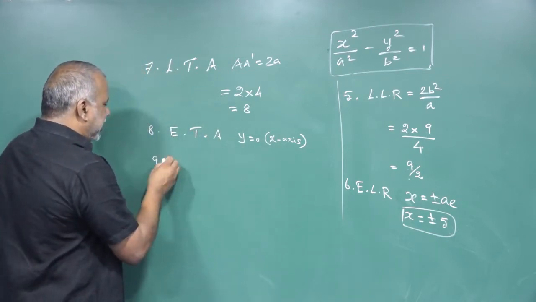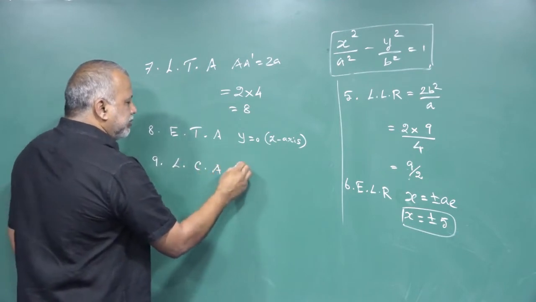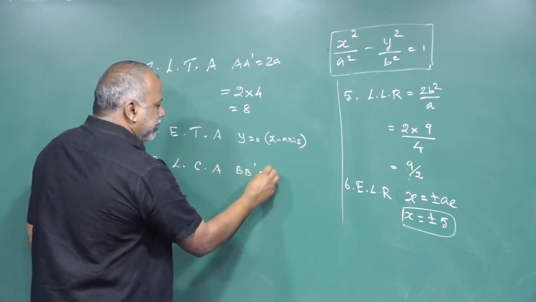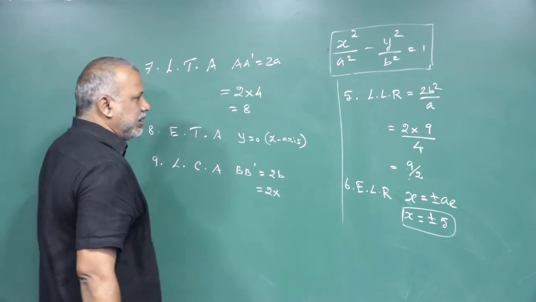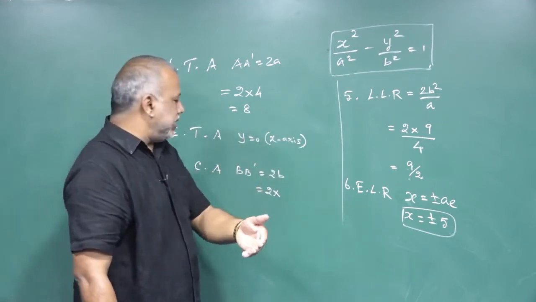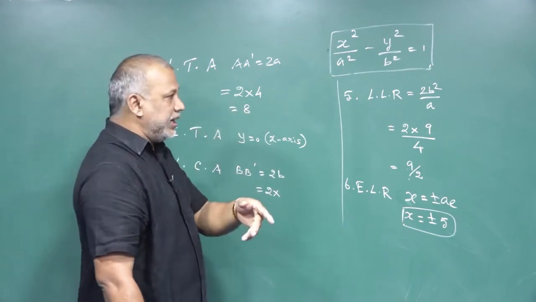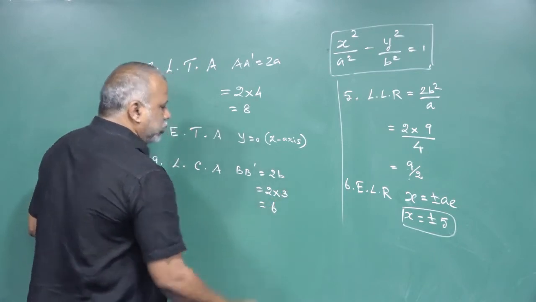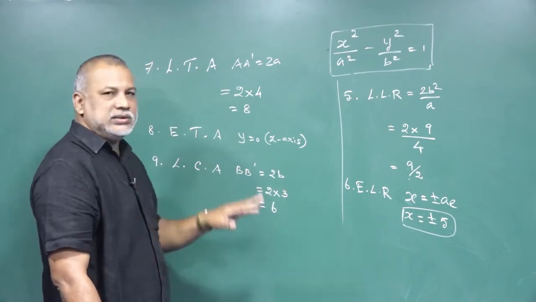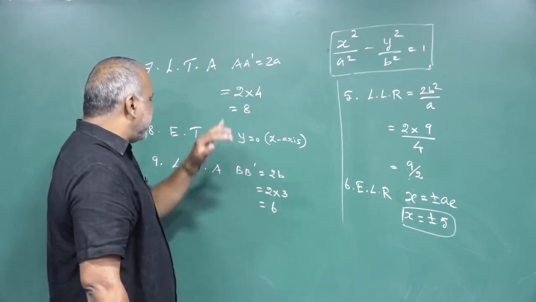Then point number 9, length of the conjugate axis. That is B B dash. B B dash equals 2b. Here 2 times the value of b. Already we worked out a squared equals 16, b squared equals 9. Therefore 2 times b is what we want. You are able to work out 2 times 3, which is 6. So this is the length of the conjugate axis.